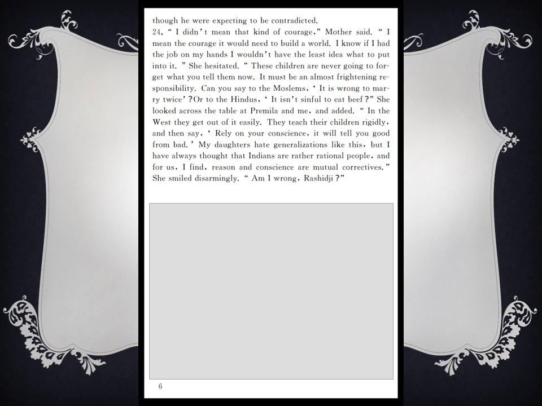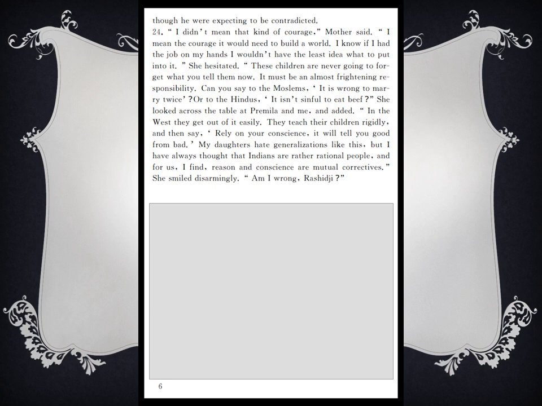Can you say this to a Muslim? Then she was asking, can you say the same thing to a Muslim also? It is wrong to marry twice, means the same thing. The general thing she was saying, can you say to Muslims it is wrong to marry twice, when Muslims are allowed to marry two times? But can you say that you are marrying two times, it is not right?